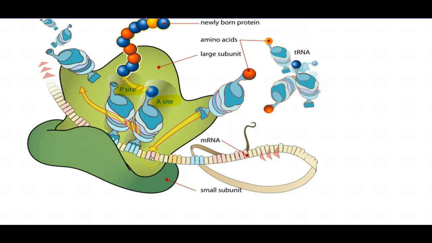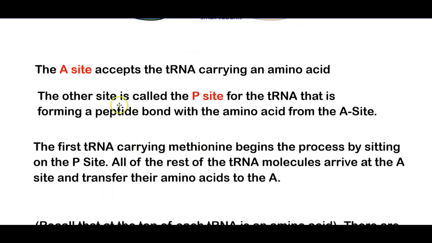The next one, and the order that this happens in is all determined based on the letters that occur along this mRNA. So the P site is there for the original one to basically join new amino acids to the next growing chain. The A site is for all the new incoming tRNAs to deliver that amino acid. Okay, so that's the difference.